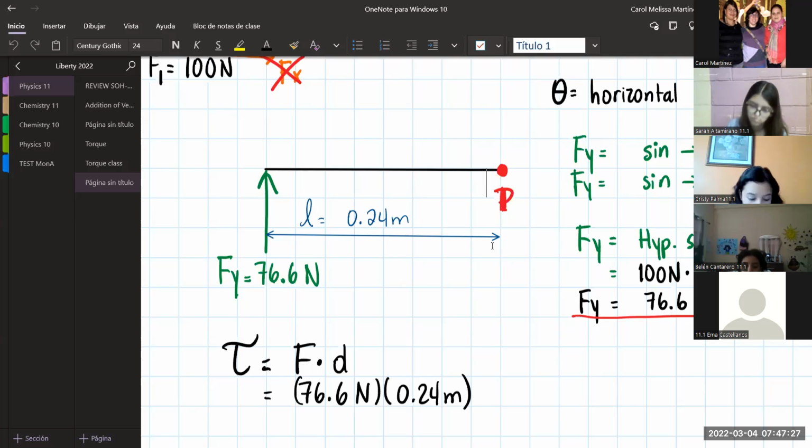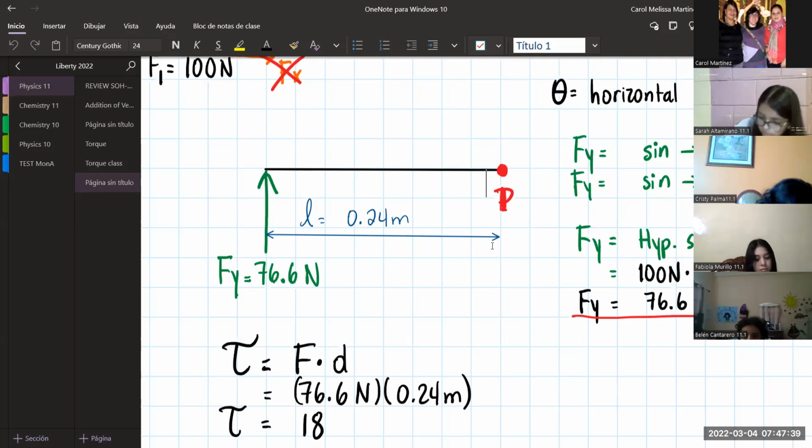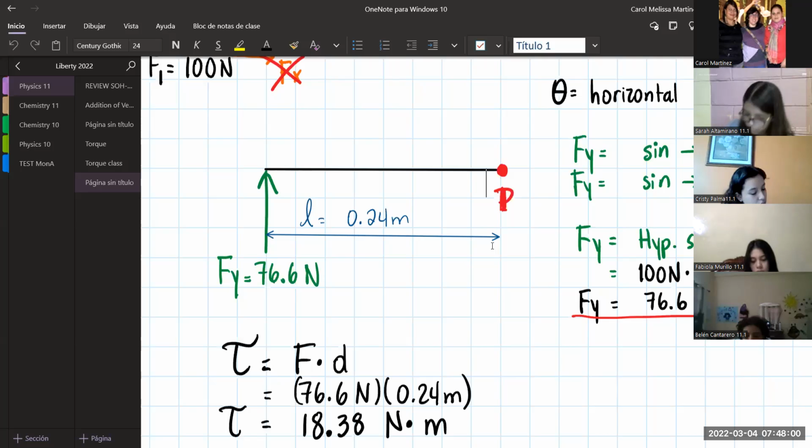How much is this? 18.38, already rounded. Units are Newton meter. And now, what is the sign of the torque? Positive or negative? Positive.